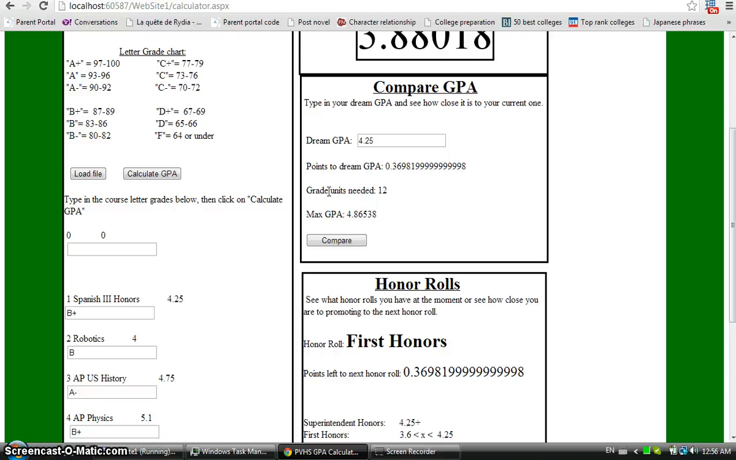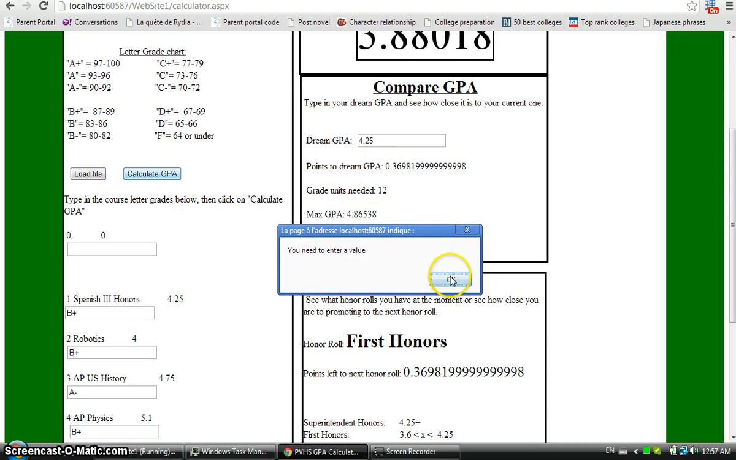If you increase from a B to a B plus, you would earn one grade unit. And the same thing works for decreasing. If your grade decreased from a B to a B minus, you would lose one grade unit. So let me show you how that works. We have a B, and a B plus will increase by one grade unit.